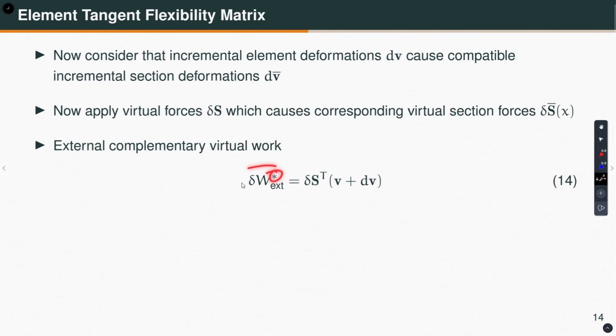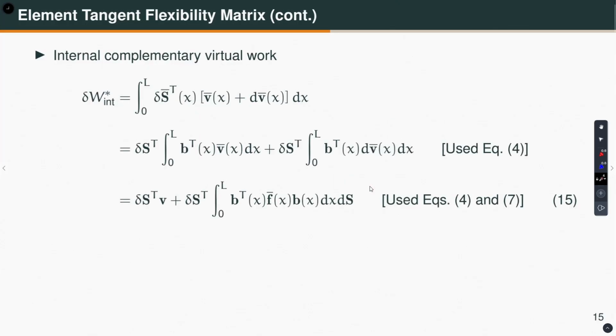So, the star is used to indicate it is complementary, is delta S transpose V plus dV. Okay. And what is the internal complementary virtual work? Well, this is my internal virtual force at the section level, delta S bar transpose x, and this is the deformation at the section level, V bar x plus dV bar x dx.